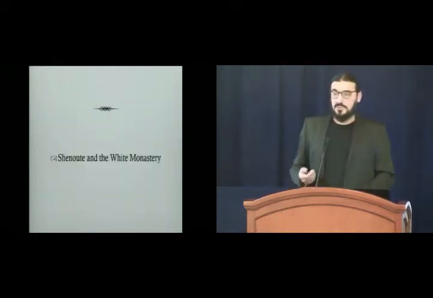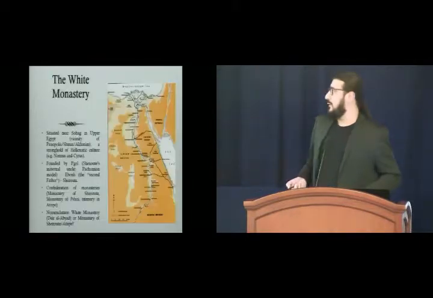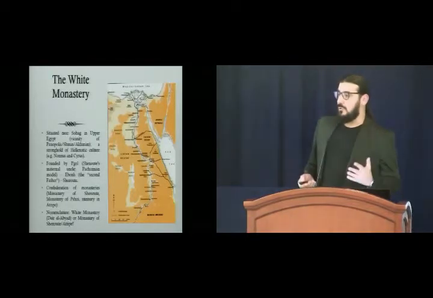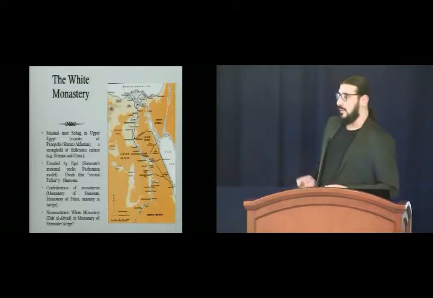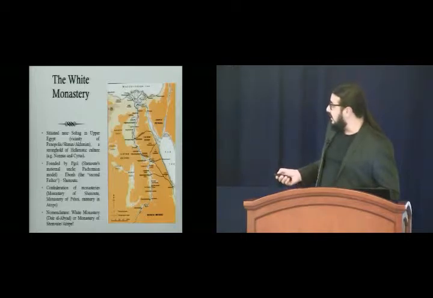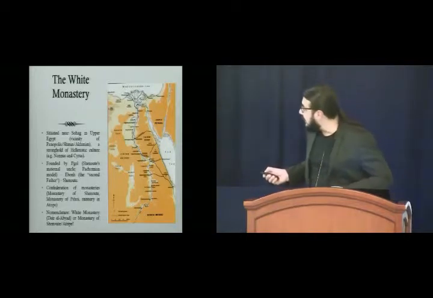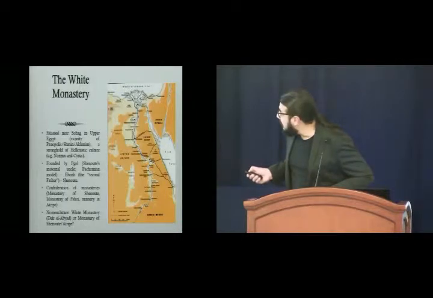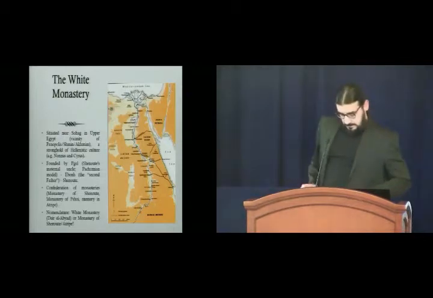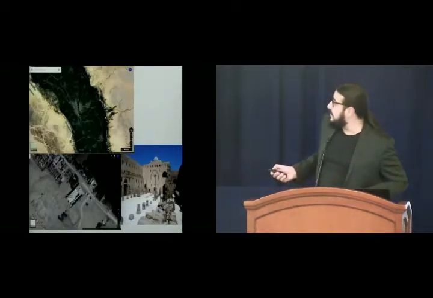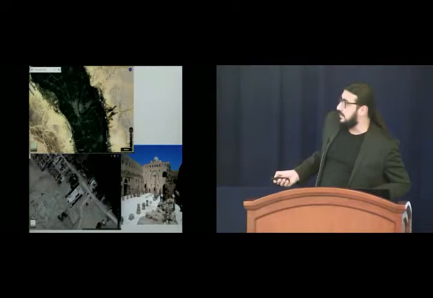Just a few words about Shenute of Atripe and the White Monastery. The White Monastery, about which you have already heard in Frank's presentation, is situated near Sohag in Upper Egypt. I have here a map of Egypt. So this is Sohag and the White Monastery. It is situated in the desert, but not far from the cultivated land, as you see here.